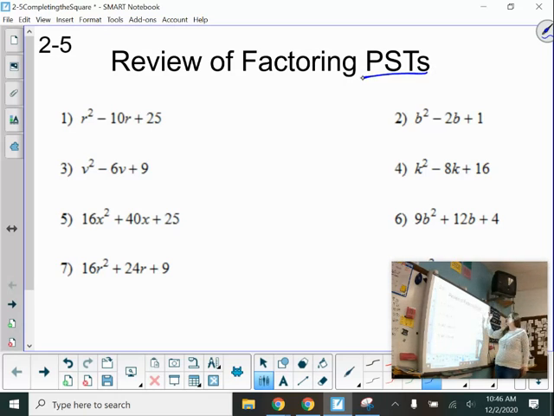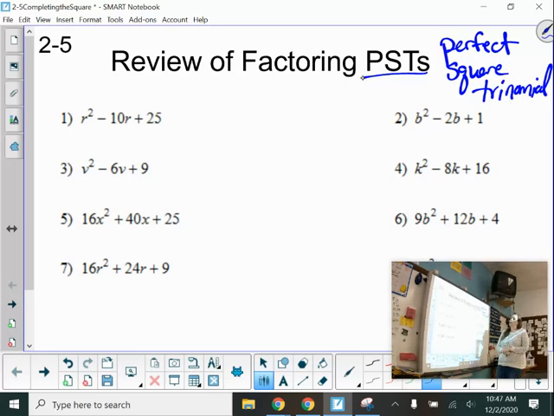Now, PST stands for perfect square trinomial. So basically, all of these polynomials are going to factor into one set of parentheses squared, because when you set up your two sets of parentheses, they end up being identical. So you can write them as one set squared.